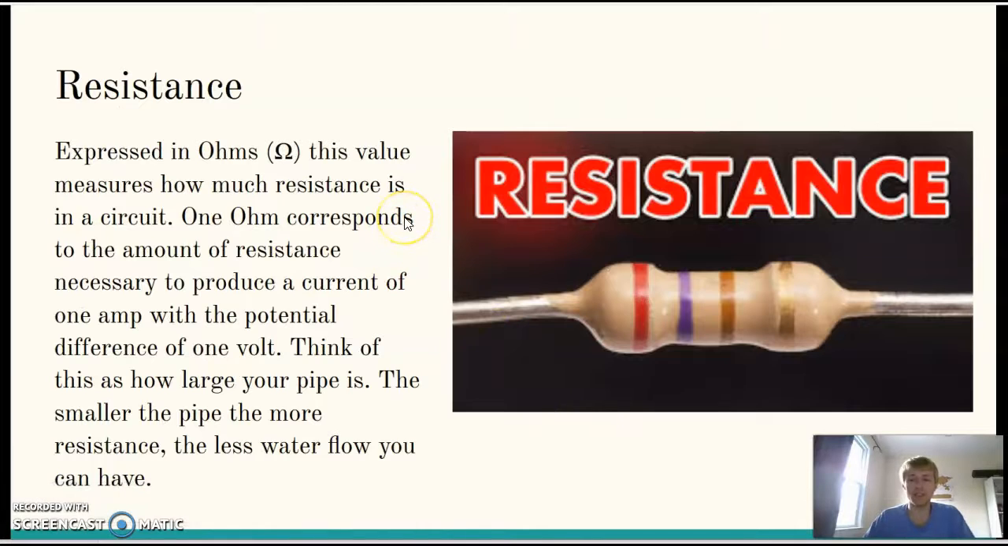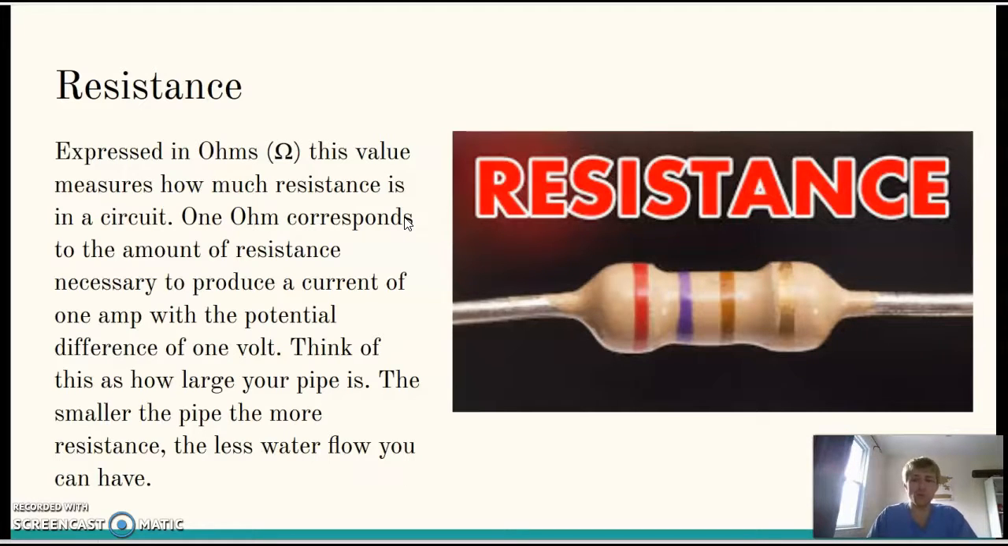Resistance is kind of like the size of your pipe, if you go back to that water analogy, right? So if you think of voltage as your water pressure, amperage is actually how much water is flowing through, resistance is the size of your pipe. The larger your pipe, the more electrons can fit through all at once. The less resistance there is, the higher amperage you can have.